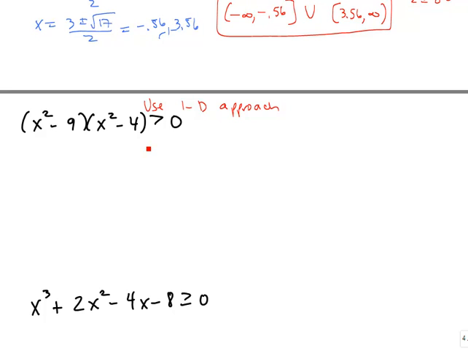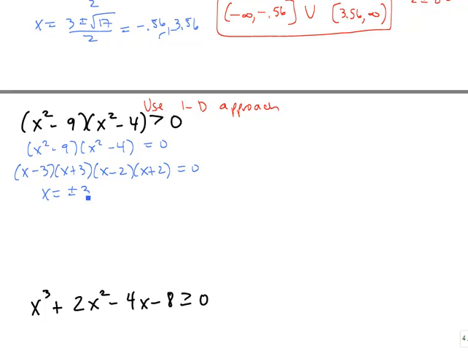So if we go back to the top, here we have that 0 on the right-hand side. So the first thing I'm going to do in my one-dimensional approach is set this to 0, make it an equation, and we want to solve this. And in both of these two factors here, these are difference of squares, so they can factor down a little bit further. We would get x minus 3 times x plus 3 and x minus 2 times x plus 2. So my solutions are going to be plus or minus 3 and plus or minus 2. So on my number line, we need to put all of those in order. So negative 3, negative 2, positive 2, positive 3.